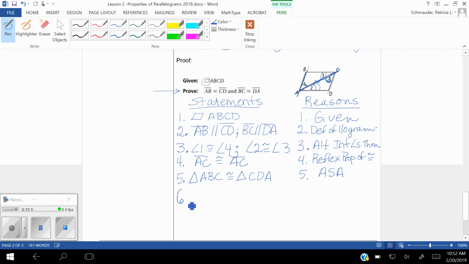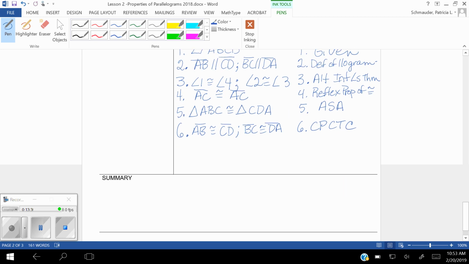And so finally, now that I know triangles ABC and CDA are congruent, I know that AB is congruent to CD, and I know that BC is congruent to DA because they're corresponding parts of congruent triangles, and therefore they're congruent. So that's that. Write yourself a little summary so you'll remember all these theorems and be able to know the difference between the theorems and the definition of parallelogram, and we'll see you next time.